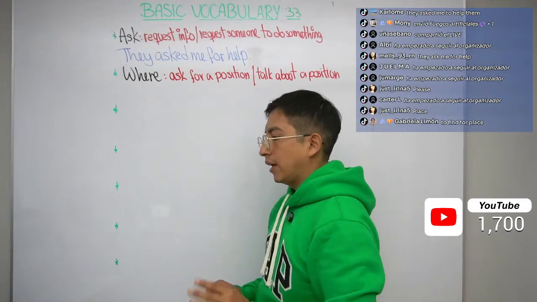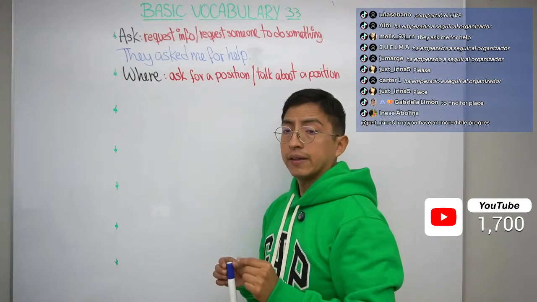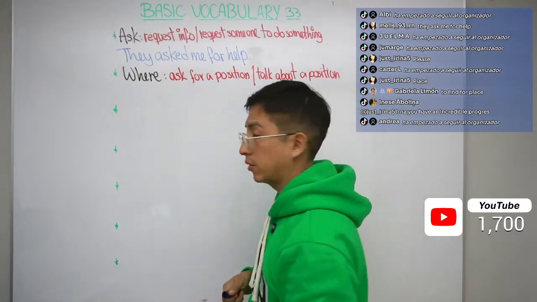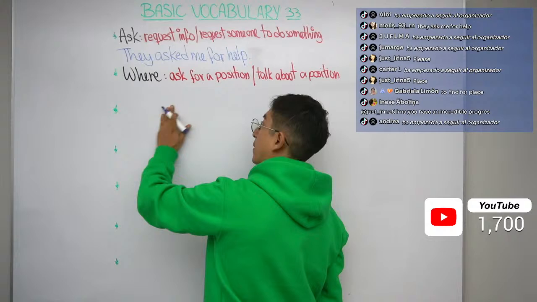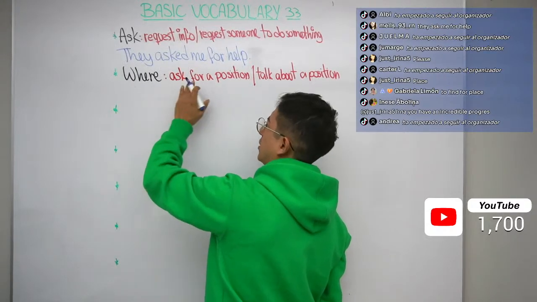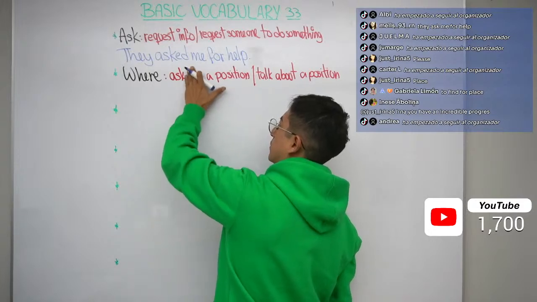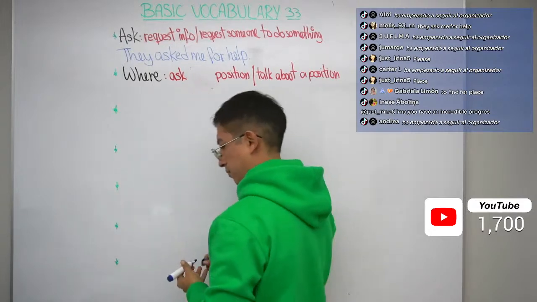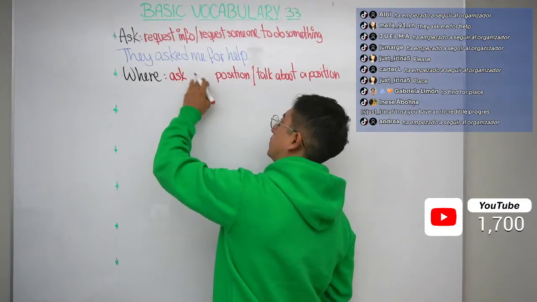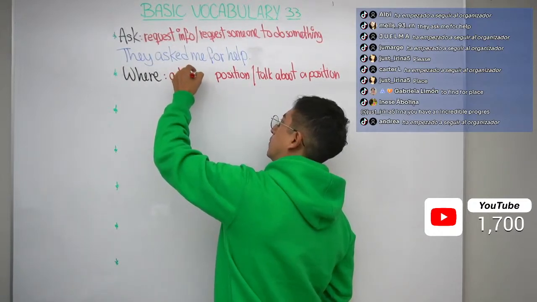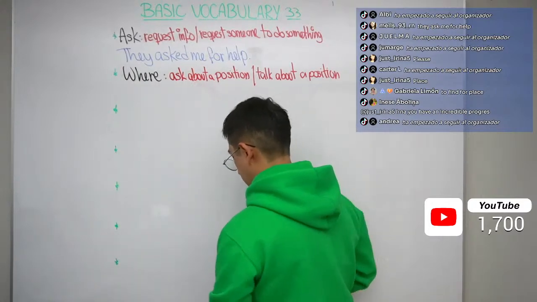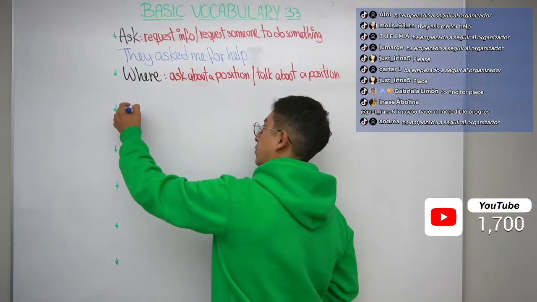Now, let's start with the first example. Number one, to ask about a position. Let's put here about, maybe it's much better, so there's no confusion here. Example number one.